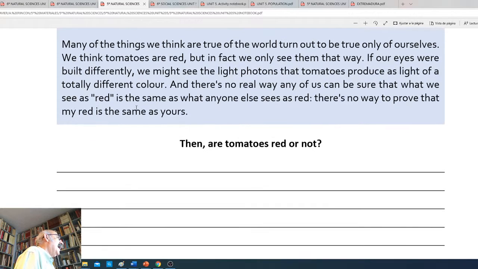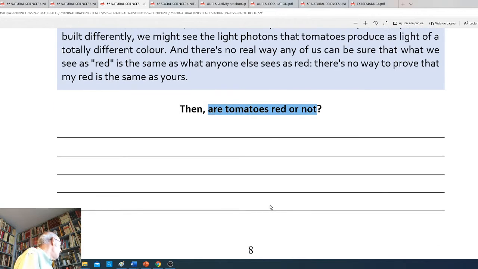So then, are tomatoes red or not? What do you think? Yes or no? Are tomatoes red or not? What do you think? They look red, but what do you think? Are they red or not? Waiting for your answer.